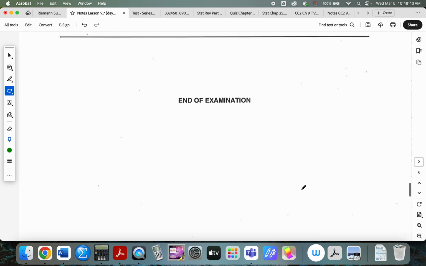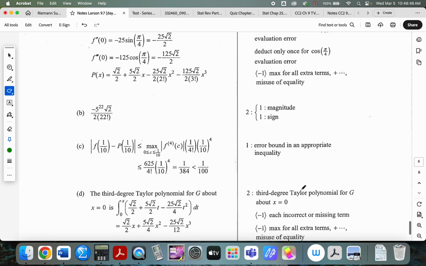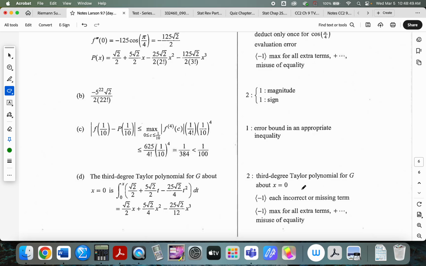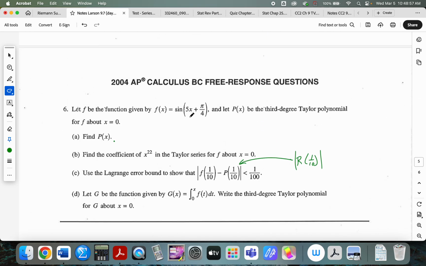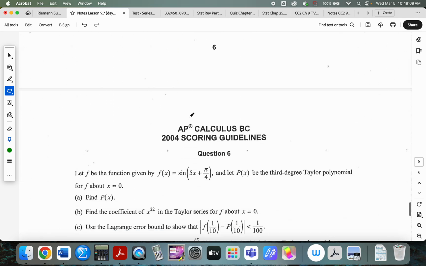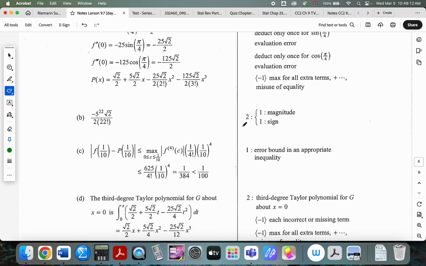So let me show you what they did since we're running out of time. For the max value, they got 625, and you're like, wait a minute, it's sine. But yeah, every time we take a derivative of this, we get another 5 as a factor. So when we're into the fourth derivative, that's 5 to the fourth is 625. Over 4 factorial times 1/10 to the fourth ends up being 1 over 384, which is less than 1 over 100.